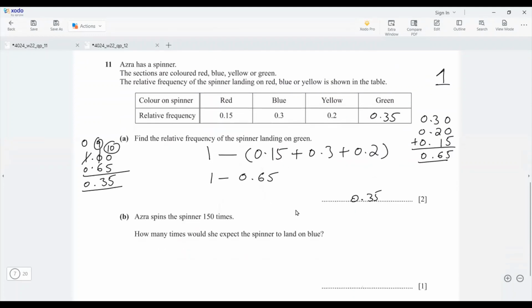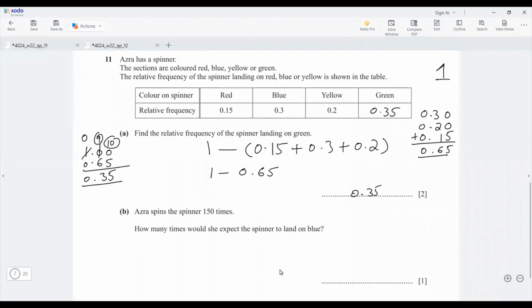So how can we find the expectation? Always remember, the expected answer must be solved like this: 0.3, the relative frequency of the required event, times the total number of events occurring, that is 150. So how can we solve? 0.30 is basically 30 over 100 times 150. Both zeros will be cut. This zero will cut with this zero. 15 times 3 is 45.